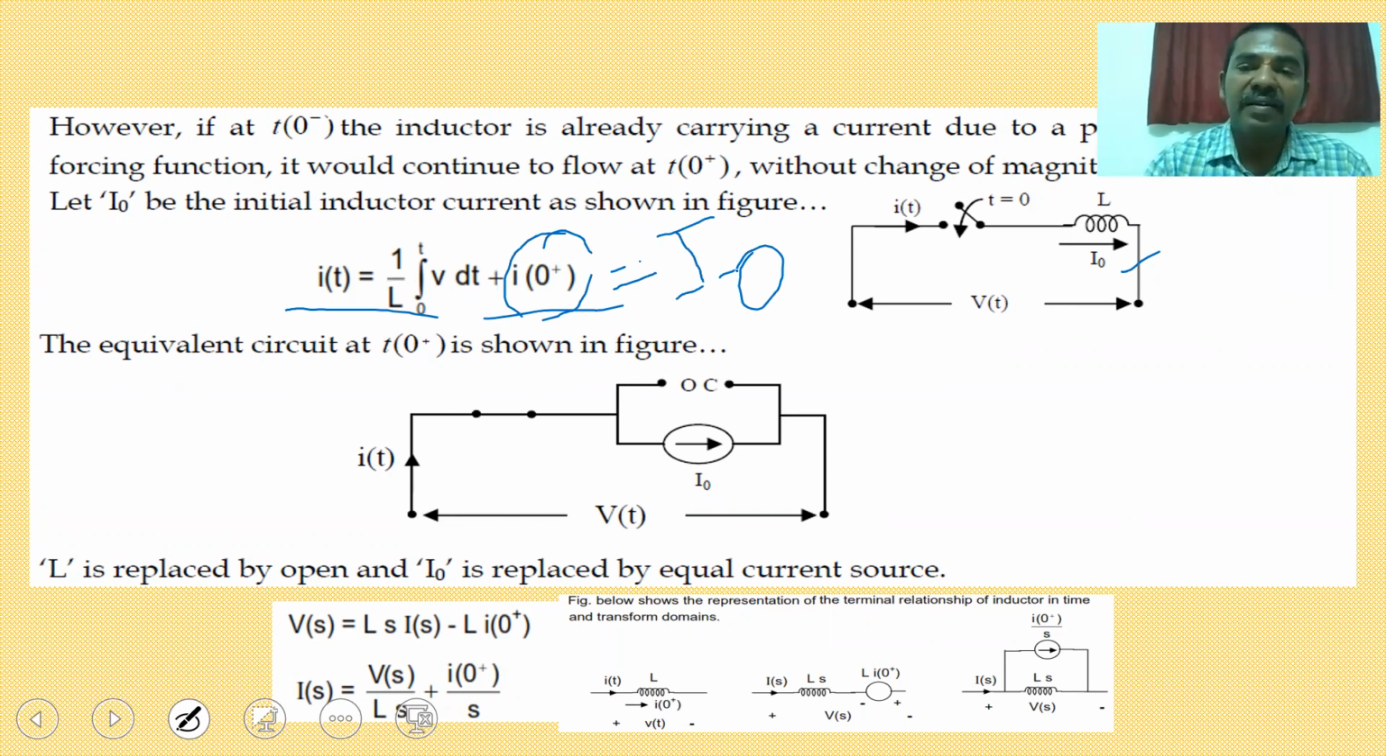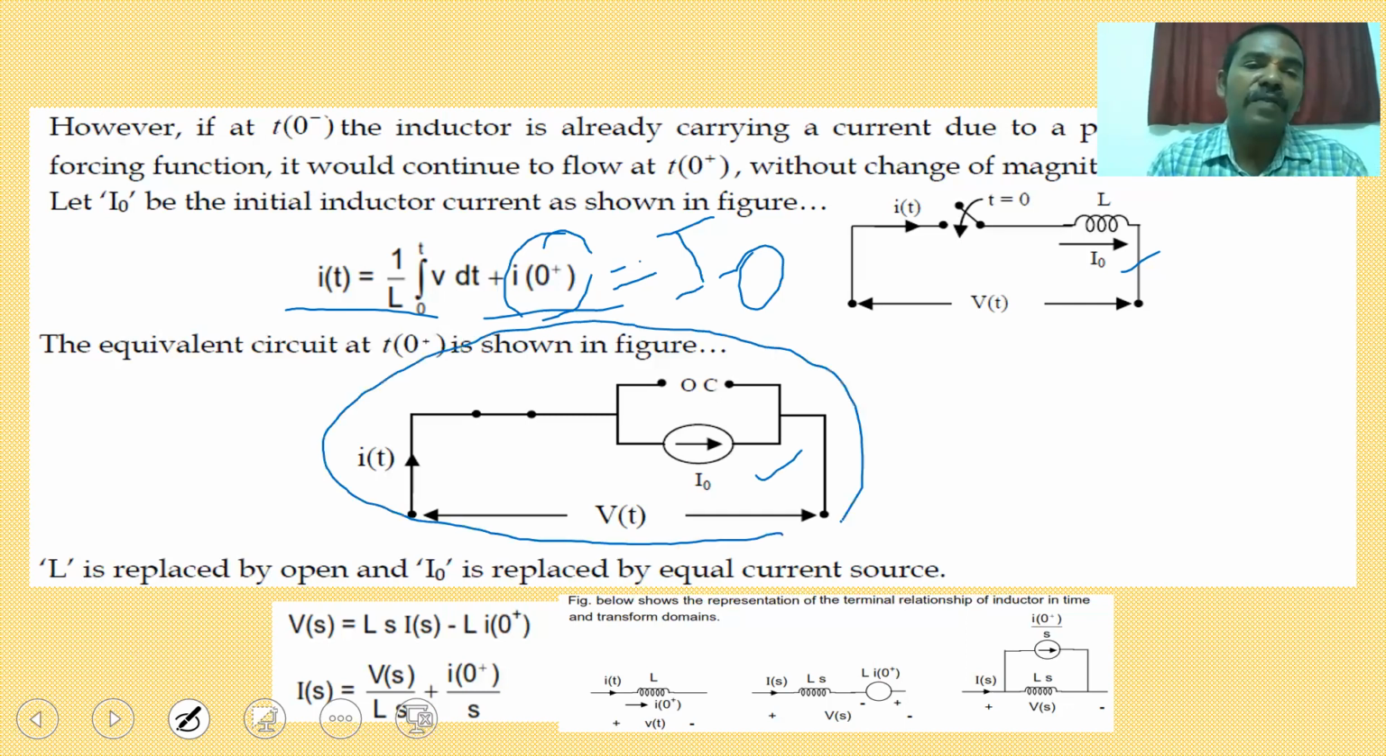So the inductor never takes the instantaneous currents. It acts as an open circuit. Due to the previous source, the initial current is there, so it acts as a current source. This is the equivalent circuit represented for the initial condition of an inductor. So the inductor is open circuited, but due to the initial current, the current source must be present in the same direction as the inductor current. Okay.